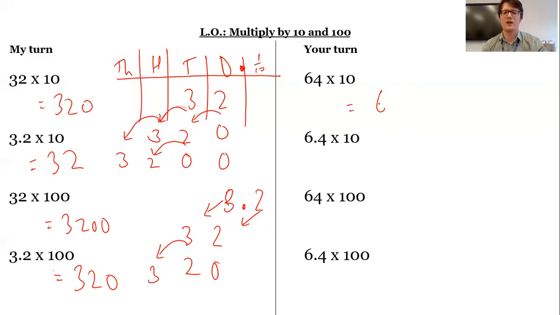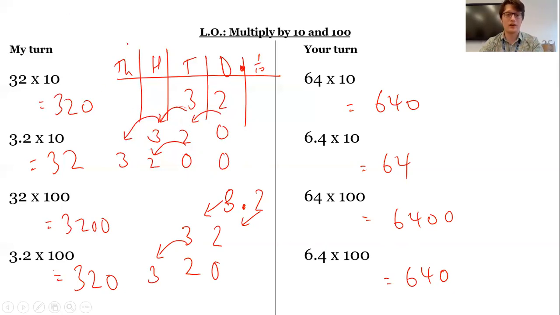Okay, so we end up with 640, 64, 6,400, and 640. Have a go at the independent task. Do remember, if you're stuck, draw those place value grids in your book. It's really going to help you understand what is going on rather than just guessing or rather than coming up with strategies that aren't actually mathematically accurate.